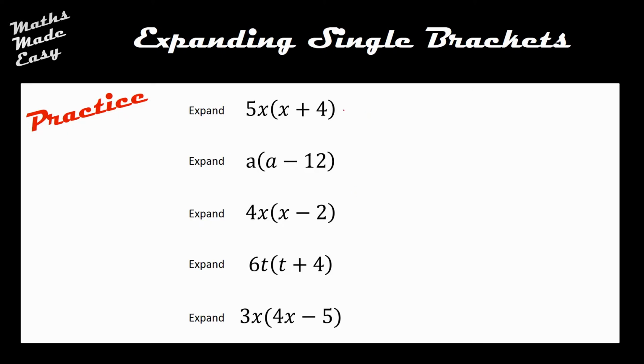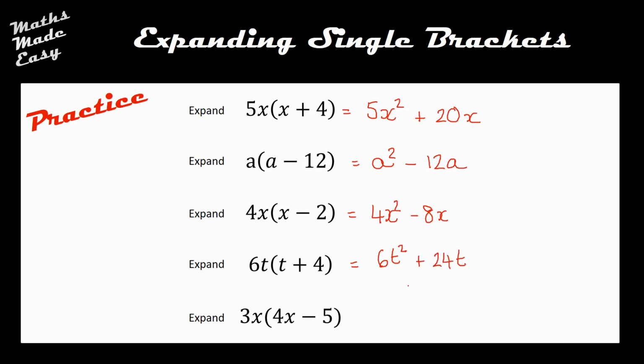Okay, so in this first one, we've got 5x times x, which will give me 5x squared, and 5x times positive 4, which will give me positive 20x. The second one, I've got a times a, which is a squared, and a times negative 12, which is going to give me negative 12a. The third one, 4x times x is 4x squared, and 4x times negative 2 is negative 8x. The fourth one, 6t multiplied by t is 6t squared. 6t multiplied by positive 4 is plus 24t.